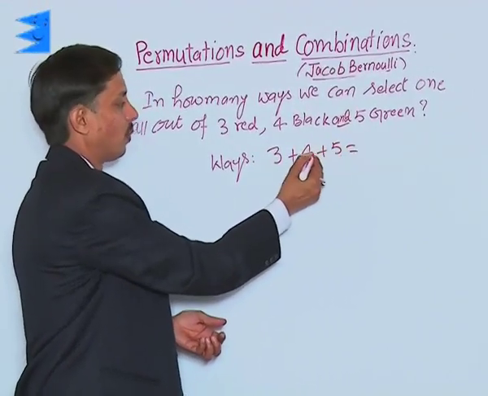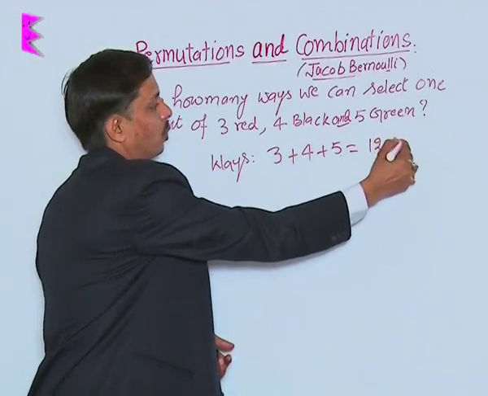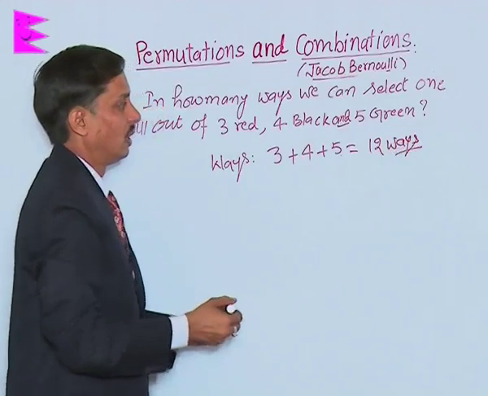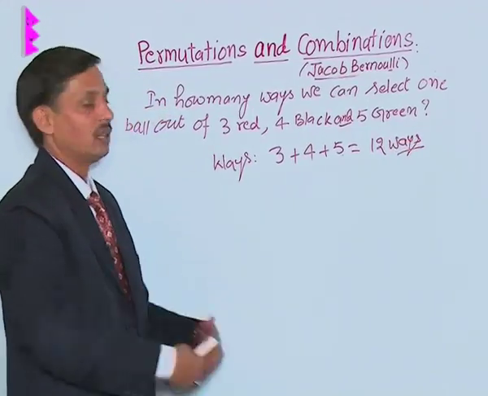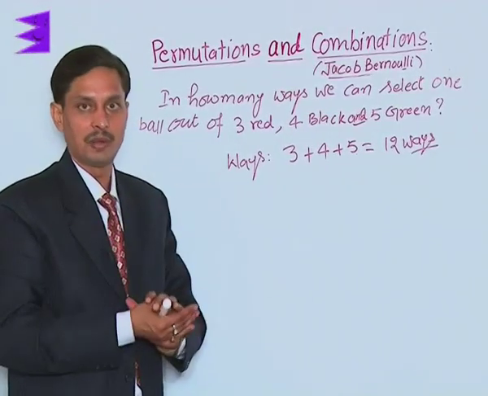So this will be 5 plus 4, 9 plus 3, 12 ways. So it is very simple to read and then to identify which principle is applicable.